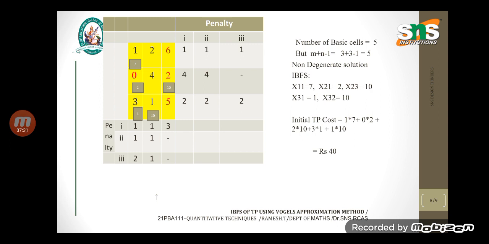And the initial transportation cost is 1 into 7 plus 0 into 2 plus 2 into 10 plus 3 into 1 plus 1 into 10, that is equal to 40.